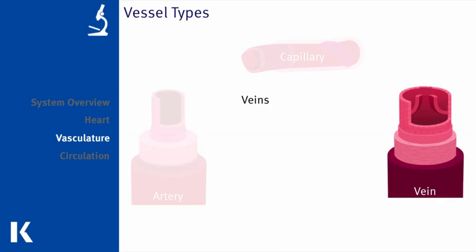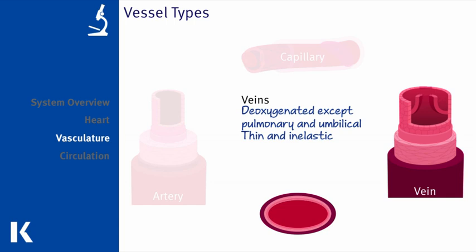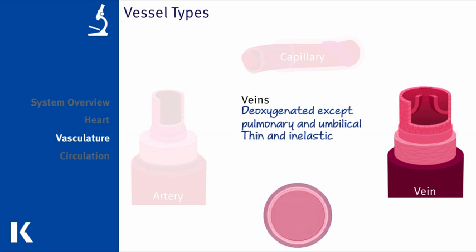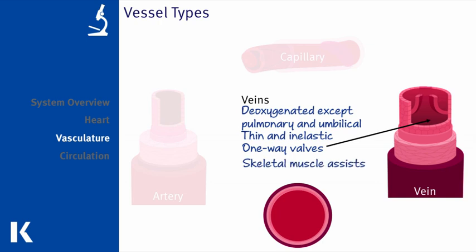On the other hand, veins carry deoxygenated blood, except for the blood of the pulmonary and umbilical veins. Veins are thin and inelastic, so they do not expand, but they will change shape. As they fill with blood, they will become more circular. The veins do have one-way valves to prevent backflow. Skeletal muscle will also prevent blood from flowing back through the veins.